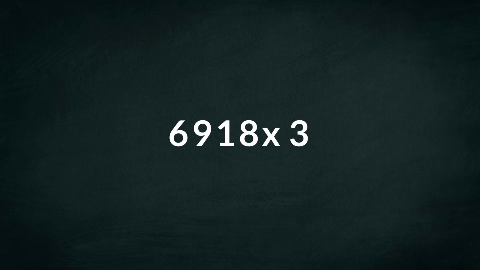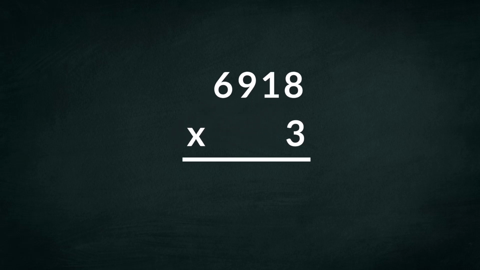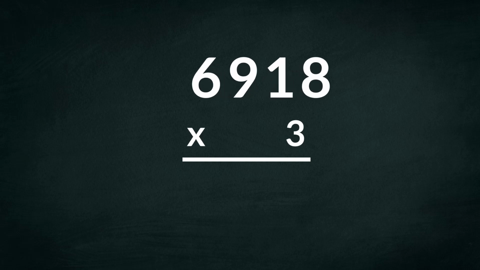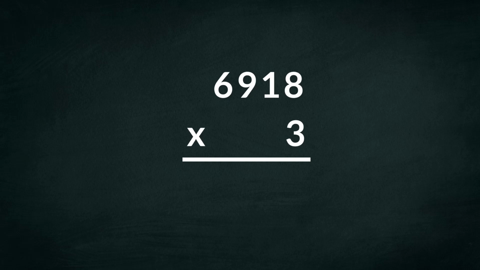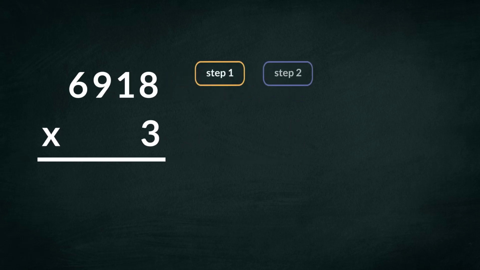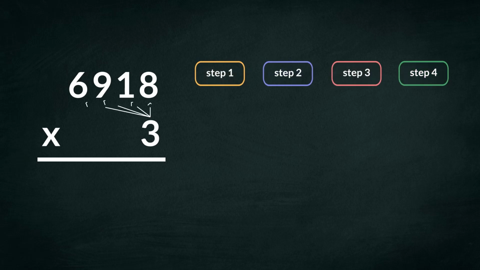Okay, don't be scared by the big numbers, because all we gotta do is apply what we've learned so far. So, what do we have here? 6,918 times 3? Wow, that is a 4-digit number right there. Just like last time, we divide and conquer. 6,918 has 4 digits, so we should break this multiplication down into 4 steps. In each step, we'll multiply 3 by each digit from the ones column to the thousands column.